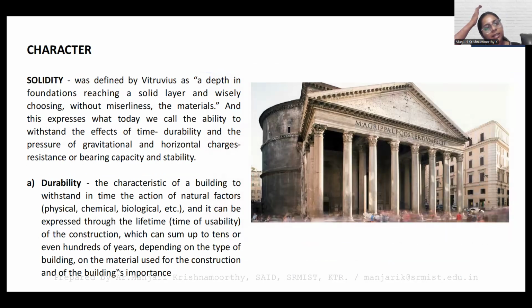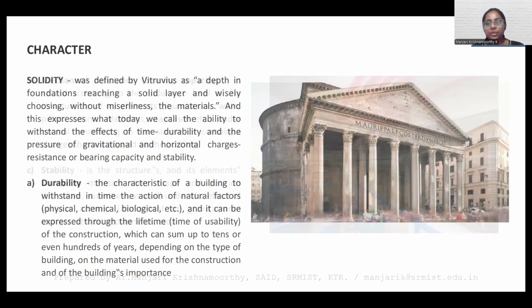Solidity is nothing but the depth of foundations, reaching a solid layer, wisely choosing the materials, durability of a material. So any structure that we build, it's not like a very short term, should also have a long lasting lifespan. So more than 100 years, 300 years, we also have structures that are still originally being retained in their true form. That's the durability.